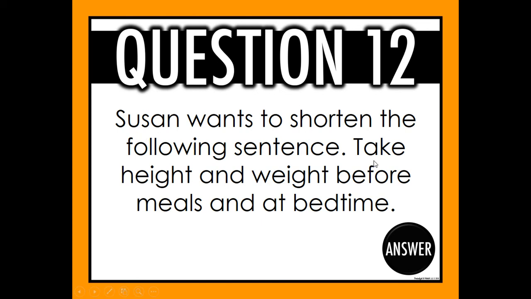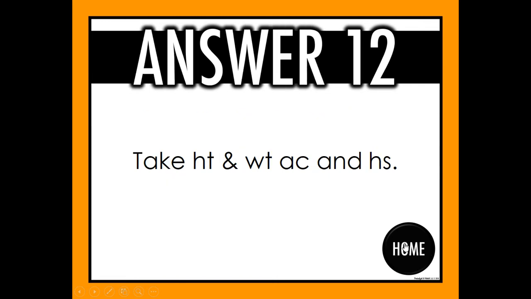Okay, so let's look at our answer here. Take height. Height would be HT, and weight, WT for weight. Before meals is AC. So remember, PC was after, before is AC, and at bedtime, which is abbreviated to HS. And it's abbreviated HS because it technically stands for hour of sleep. Take height and weight before meals and at bedtime, or hour of sleep.